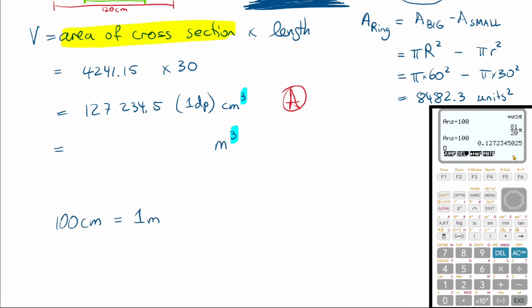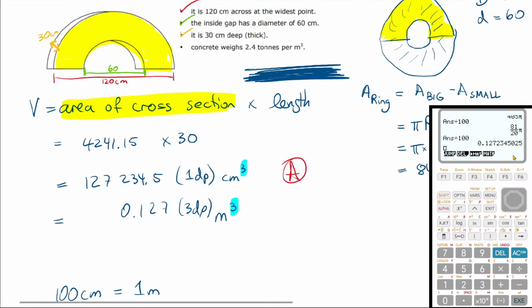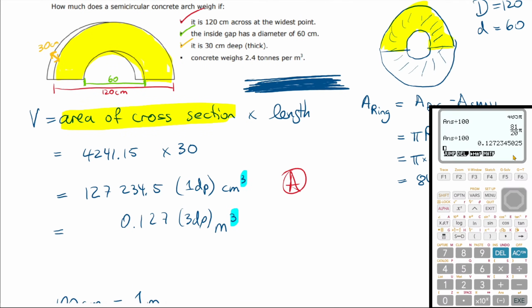So now we get as an answer 0.127. Maybe here we have 3 decimal places, just a little bit extra because the number is so small. So once we have this, now we can figure out how much weight we have, because now we know how many cubic meters we have. Each cubic meter has 2.4. So here, this is how much we've got.